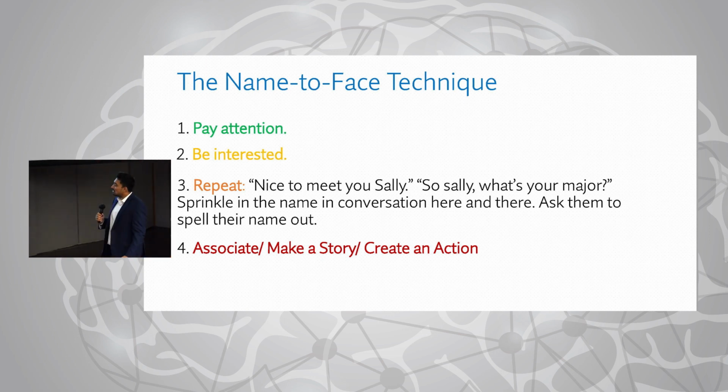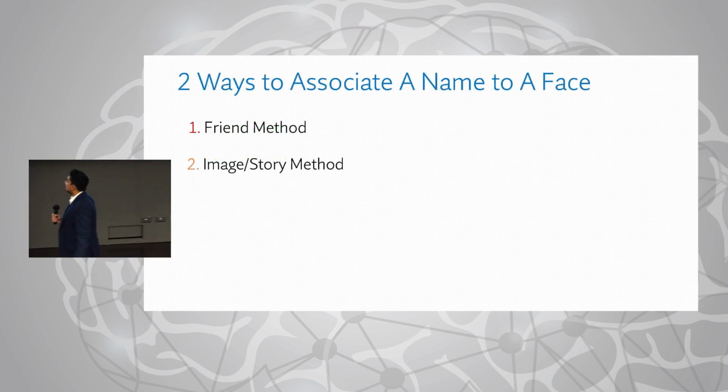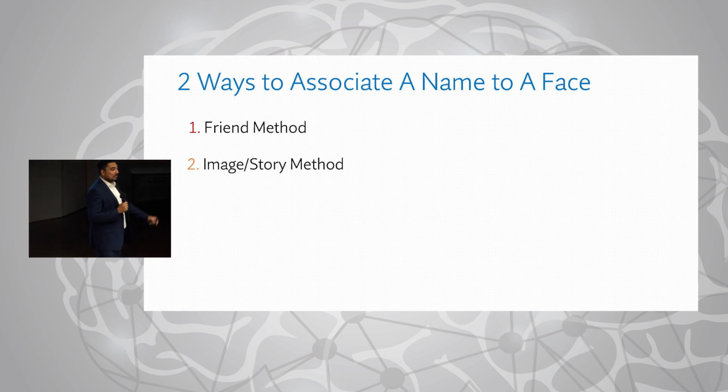Okay, this is step number 4. This is where we use memory principles. So here's an example. Two methods here, friend method and image story method. Friend method is very simple. You've got a friend named Sally, you're meeting someone named Sally, what do you do? Link, you form an association between them. A friend can also be a celebrity that you use.